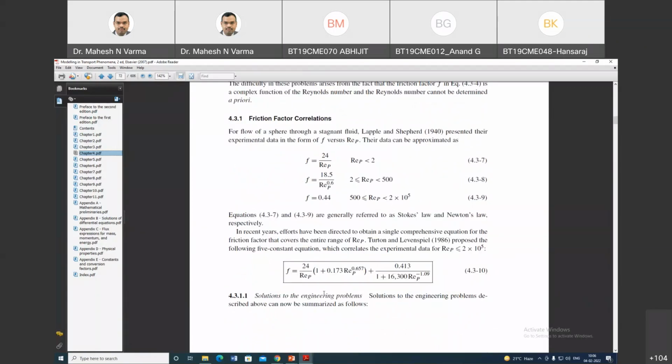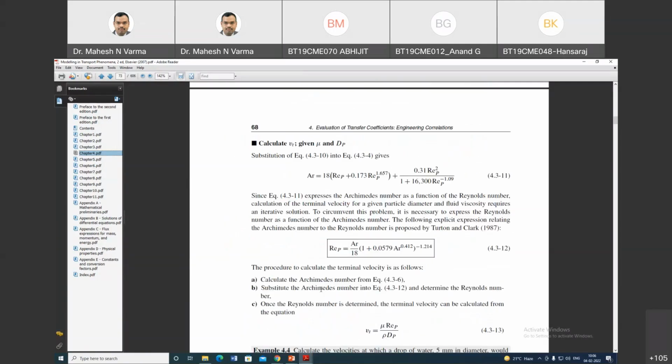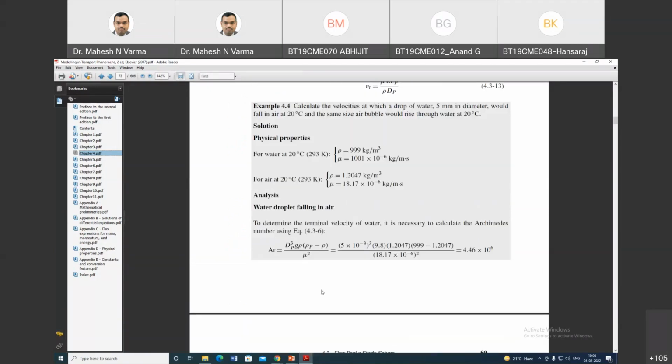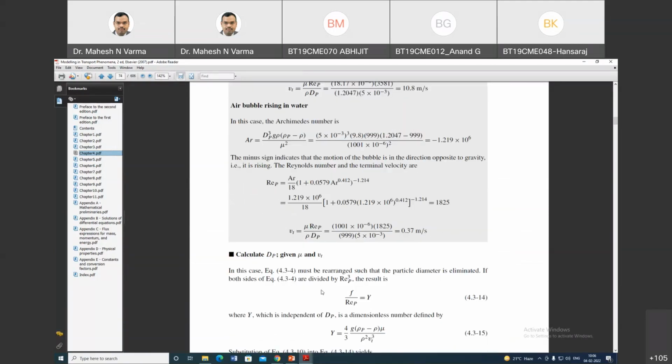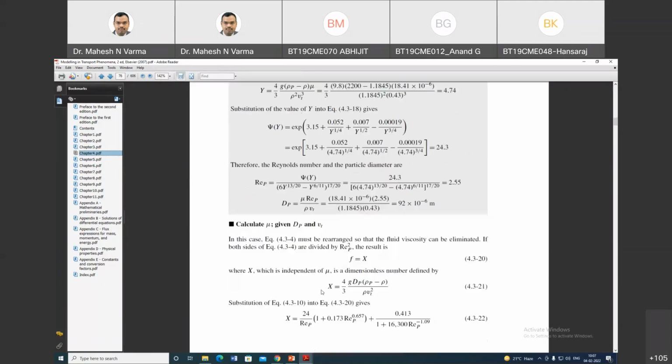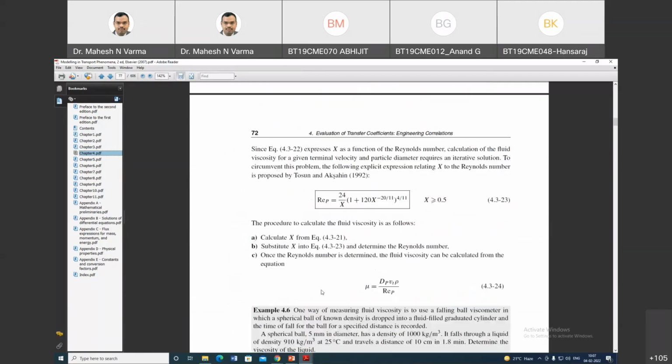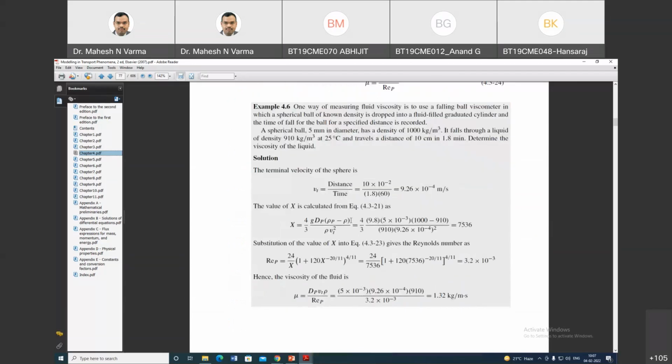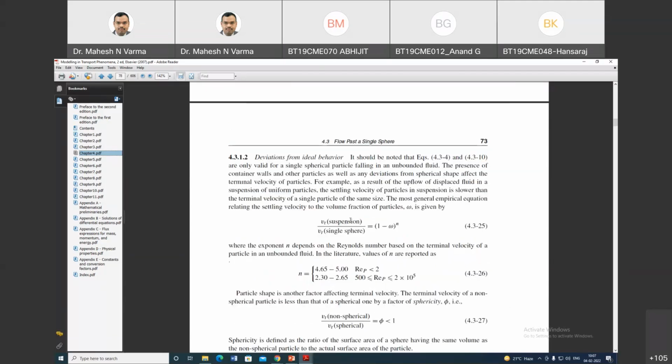Friction factor is a function of Reynolds number. Nusselt number is a function of Reynolds number and Prandtl number, and Sherwood number is a function of Reynolds number and Schmidt number. Similarly, this is flow over a sphere, for momentum transfer. These are the engineering correlations and solved problems. This will be an assignment for you to go through all these correlations and solve the problems.